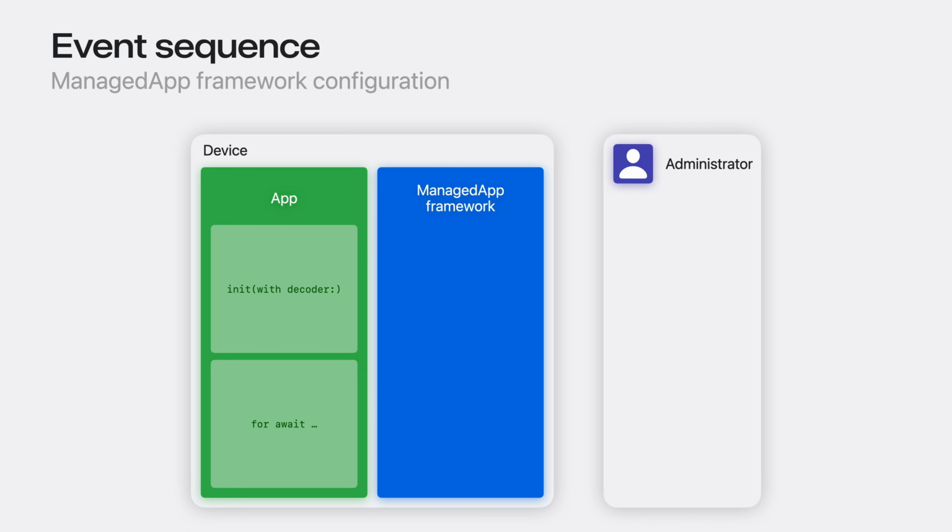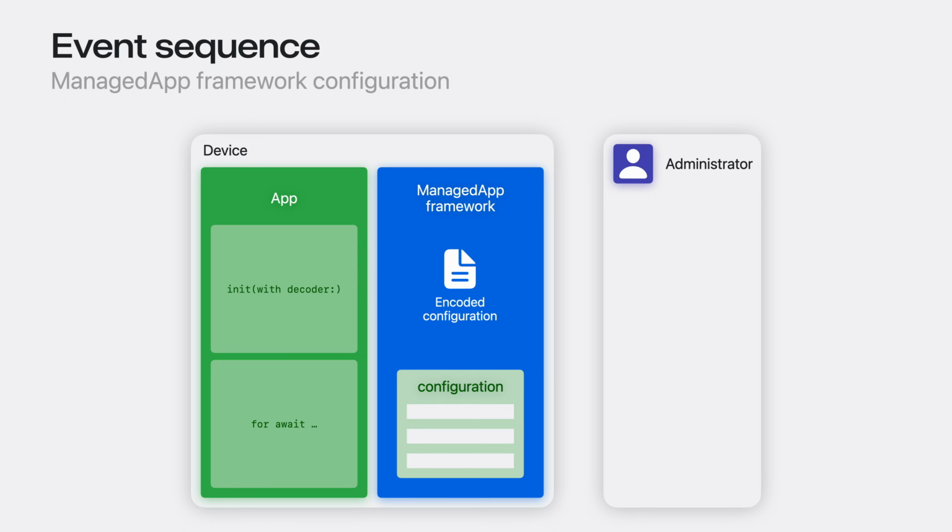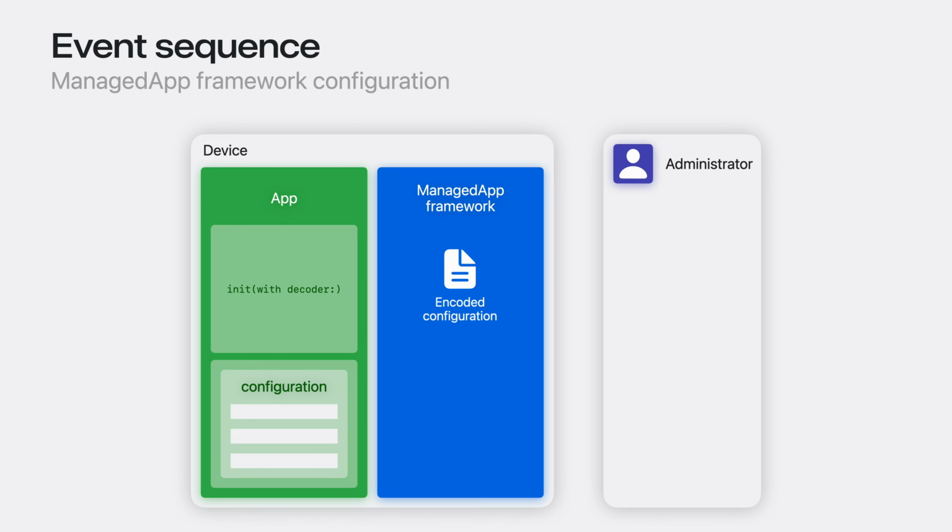Let's see how these pieces work together by walking through the events that happen on the device. First, the administrator creates an encoded configuration and sends it to the device, which stores it. When your app begins iterating the async sequence using a for-await loop, the device passes a copy of the encoded configuration to your decoder method. That instantiates your configuration struct containing the properties your app needs. Finally, the framework yields that instance to the async sequence. Anytime after that, if the administrator sends an updated configuration, the process repeats automatically.